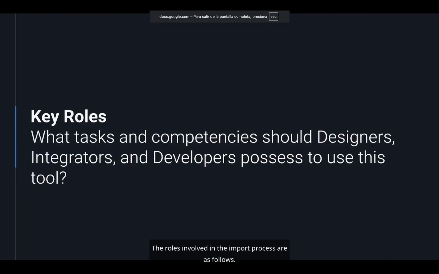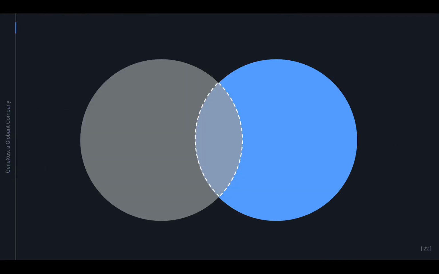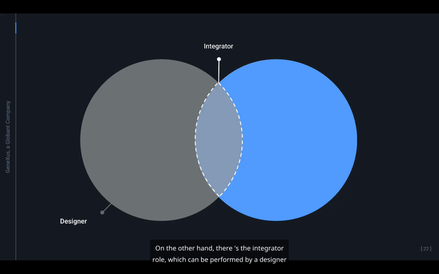The roles involved in the import process are as follows. On one hand, there's the designer, who is responsible for visually creating the product and proposing the user experience. Designers need to consider how their decisions will impact the import process and the interpretation of elements in GeneXus. On the other hand, there's the integrator role, which can be performed by a designer experienced in these specific adjustments or by a developer, a GeneXus expert with design knowledge, and they will be responsible for making the necessary adjustments to the file to ensure that GeneXus can correctly interpret all the elements.